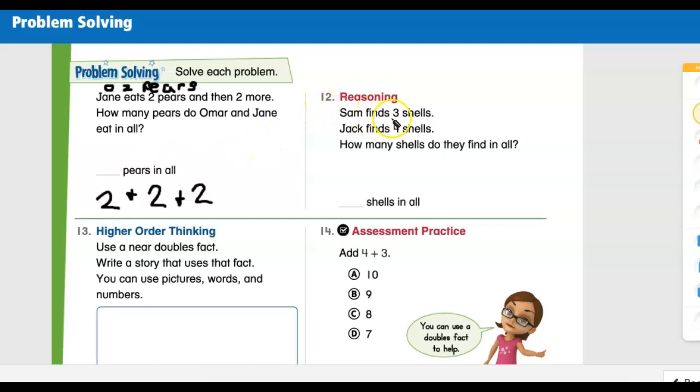Number 12 says Sam finds 3 shells. Jack finds 4 shells. How many shells do they find in all? So if Sam found 3 shells and Jack found 4 shells, we want to know how many did they find total in all. So what is going to be the total number of shells that they found in all if Sam found 3 shells and Jack found 4 shells?